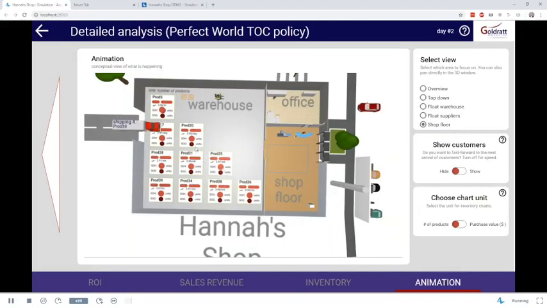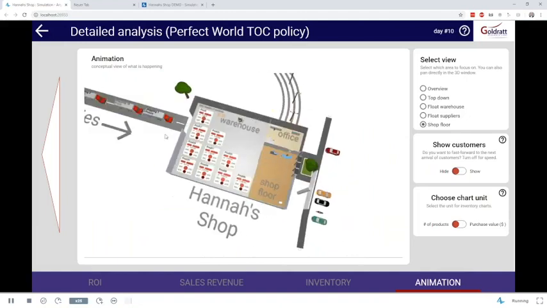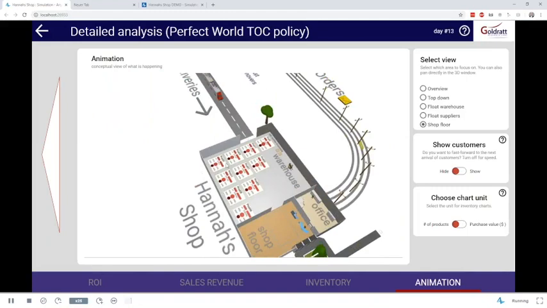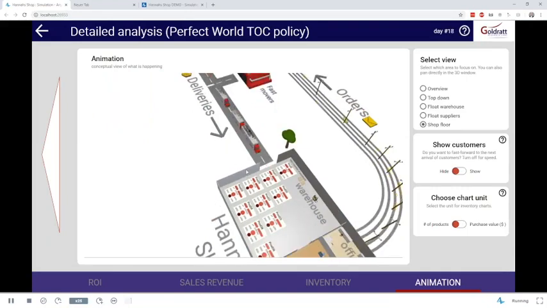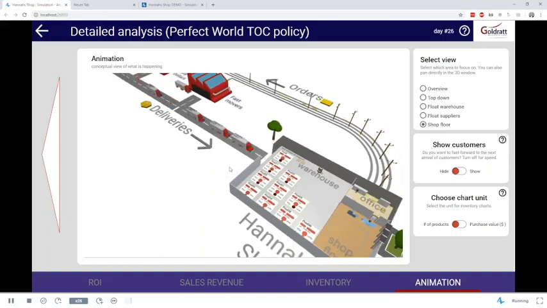And first, again, we run the perfect world scenario. What's already interesting to notice in the 3D window is that you have a lot more orders coming towards your warehouse, because in TOC you typically order much more frequently than in min-max, and also more frequently than in EOQ policies. In this model, we actually order daily. So every day we look at how many products we need to get up to our target stock level again, while continuously monitoring how demand or sales are progressing, and how I should amend my target stock level.